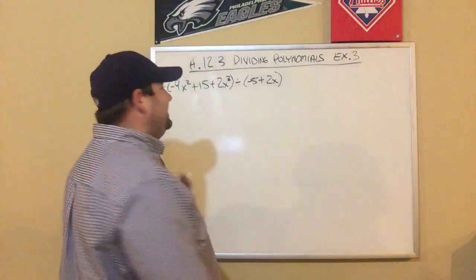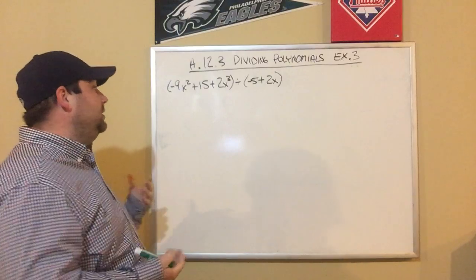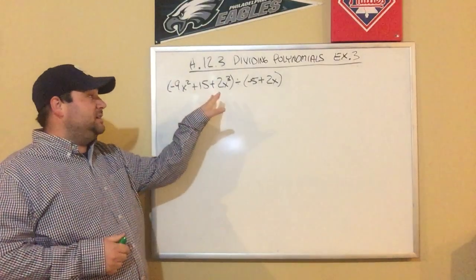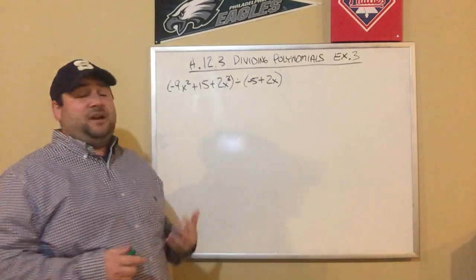Okay, algebra, let's look at example 3 of dividing polynomials, polynomial long division. So when I look at this problem, I've got negative 9x squared plus 15 plus 2x to the third, and that's being divided by negative 5 plus 2x.